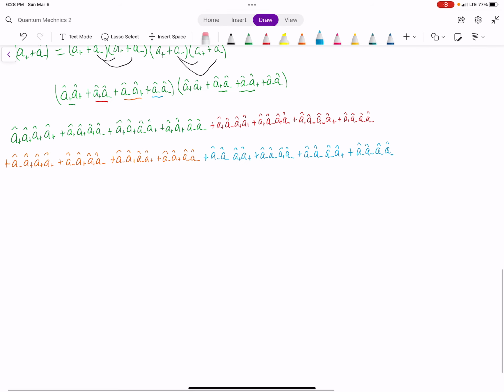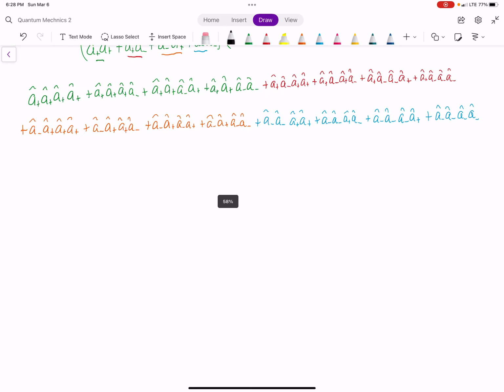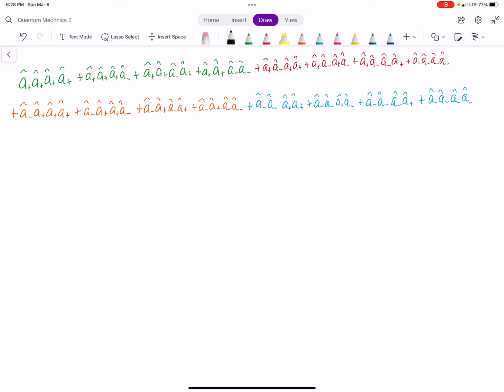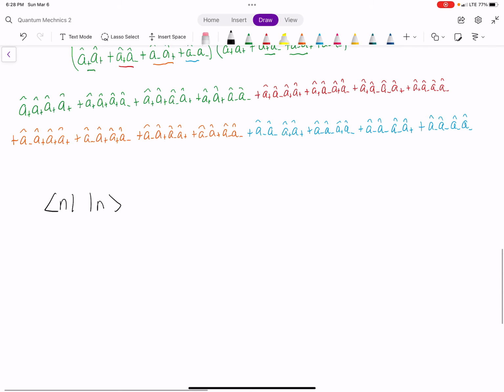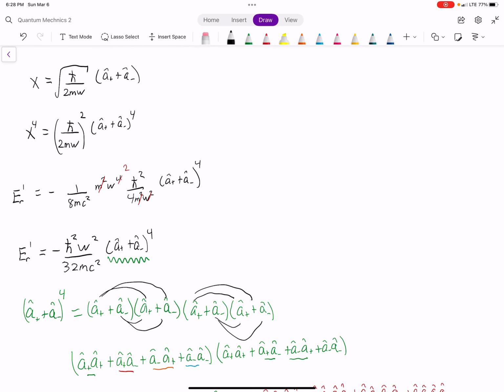So you might look at this and just think, man, I picked the wrong degree. But it cleans up quite a bit. And the reason why is I was a little lazy with the notation, but these are all operating on a state. So you have n, each one of these, because that's what x to the fourth really was. But keep in mind, we actually wanted the expectation value.